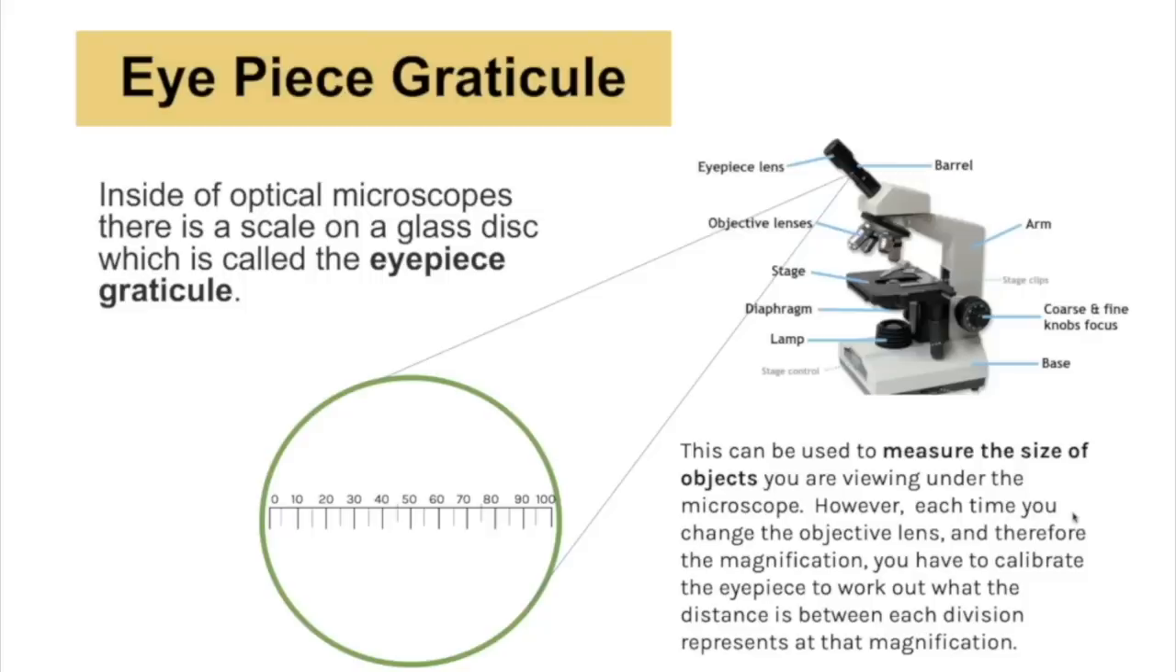However, each time you change the objective lens and therefore the magnification, you have to recalibrate the eyepiece to work out what the distance between each of these different divisions is actually worth. Now you need to know how to do that, but I'm not going to go through that in the summary video, but I'll link the video up here of how to calibrate the eyepiece graticule.